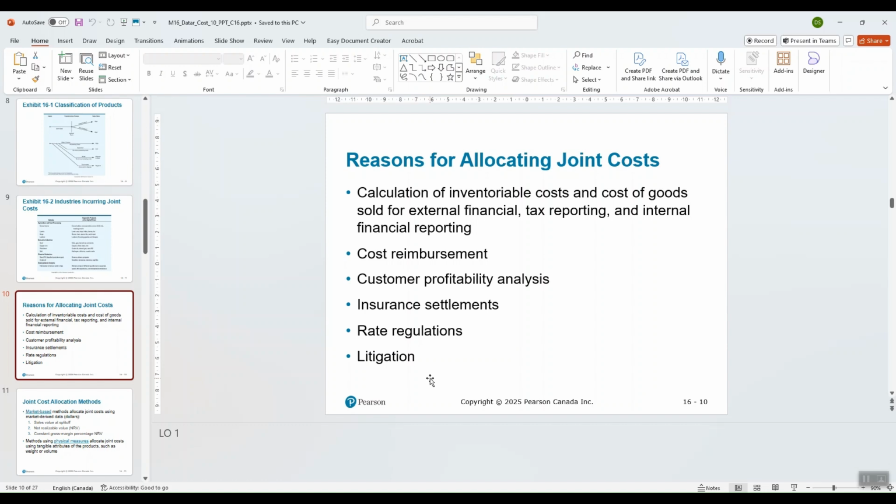Litigations. There are certain litigations for certain industries that may require the companies to consider certain costs as well. A good example is toxic waste. There are certain cases where a ruling may have been passed to do certain work or certain environmental work to get rid of the waste. So you need to consider those as well when you are doing the joint allocation.